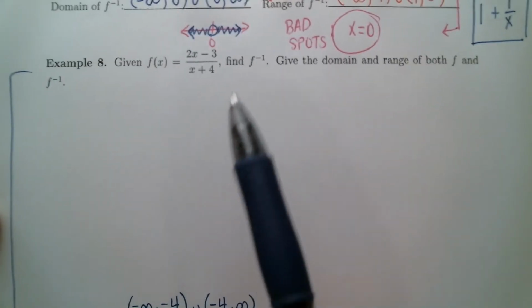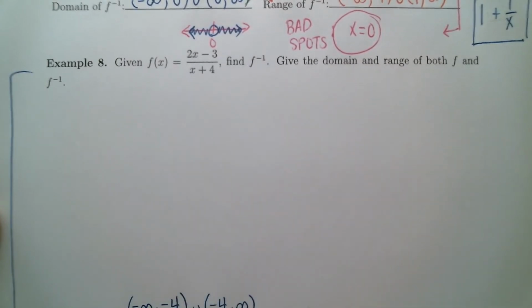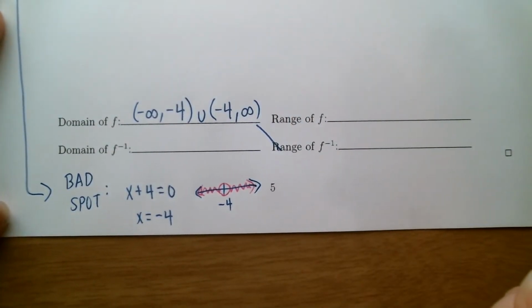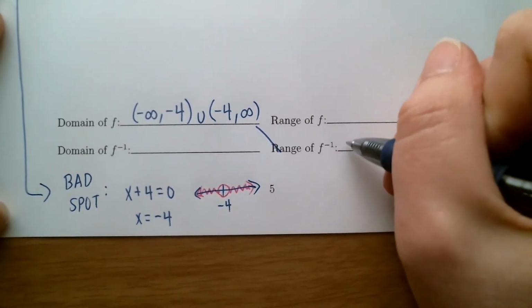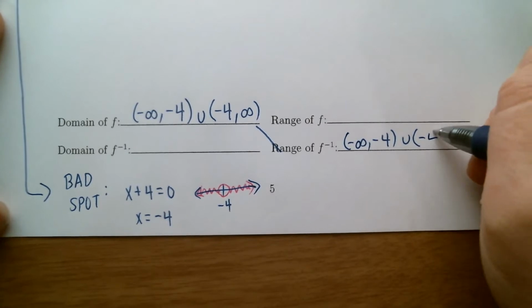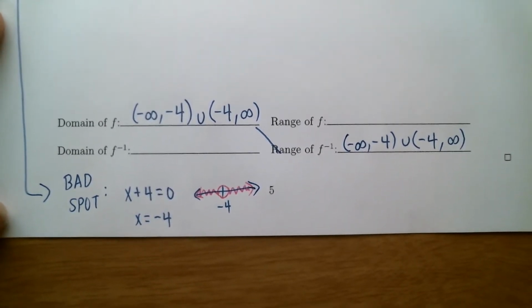Makes sense. If we plug in negative 4, we will get 0 in the bottom, so that would be bad. And immediately I know that this is also going to be the range of f inverse. So I'm going to go ahead and write that down. We don't have to consult a graph. All right, so now let's go and figure out what the inverse function is.